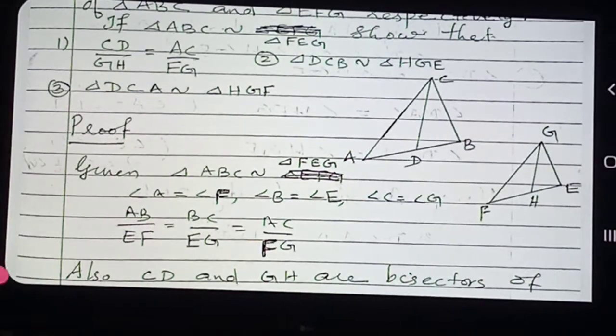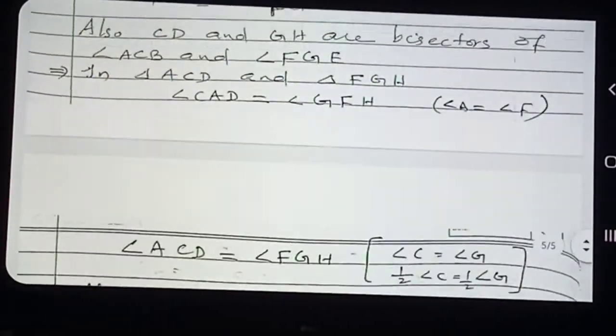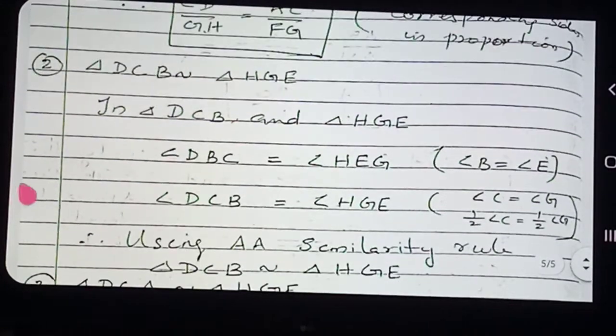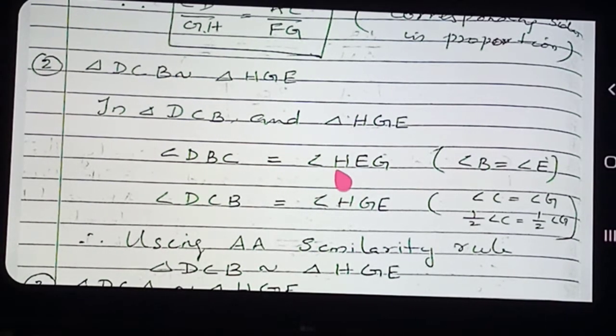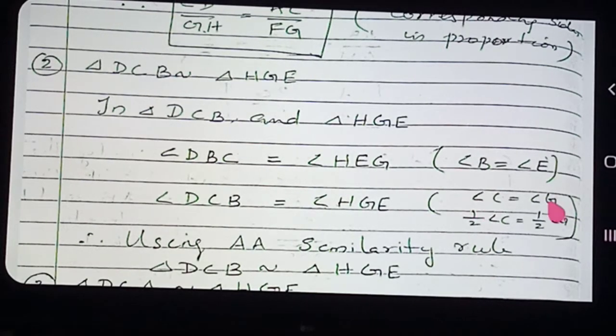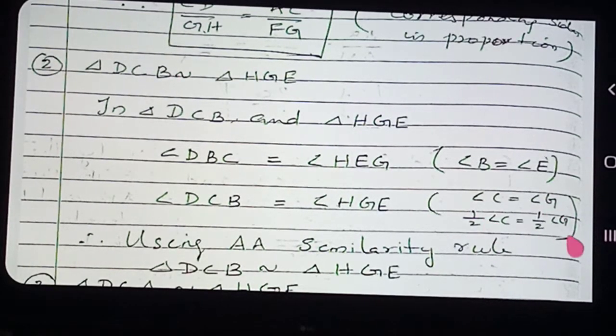Okay, you can see what is written. See here. In triangle DCB and triangle HGE, angle DBC is equal to angle HEG, because angle B and angle E are given as equal. And now angle DCB is equal to angle HGE. Reason: angle C and angle G are equal, therefore half of the angle is also equal. Therefore, by the AA similarity rule, these two triangles are similar.